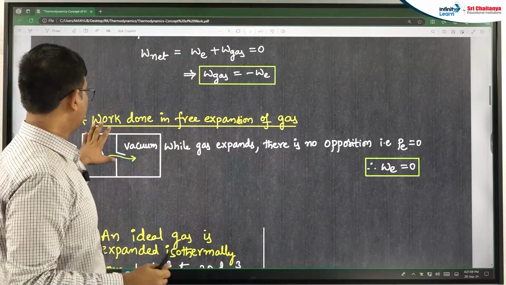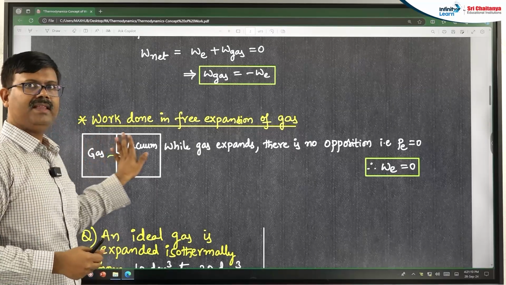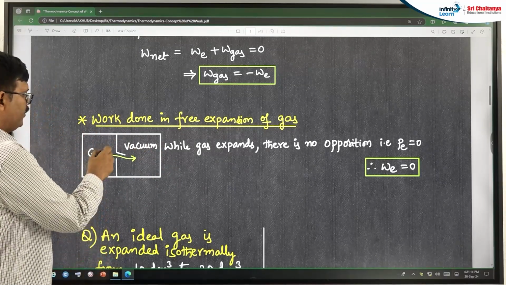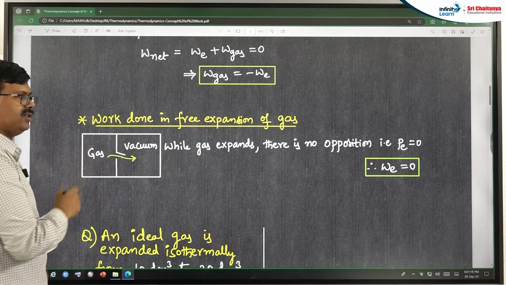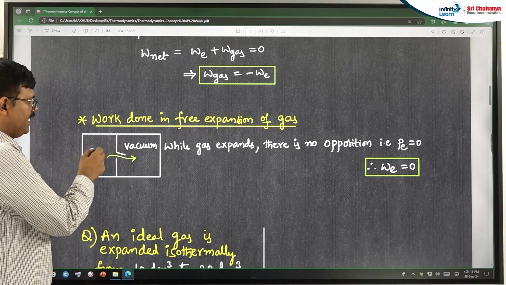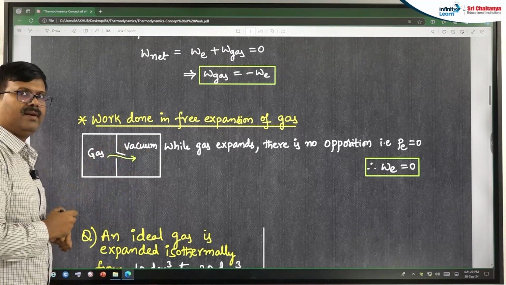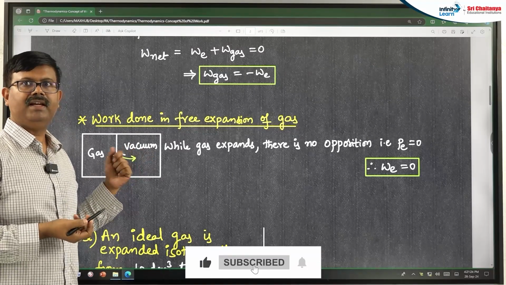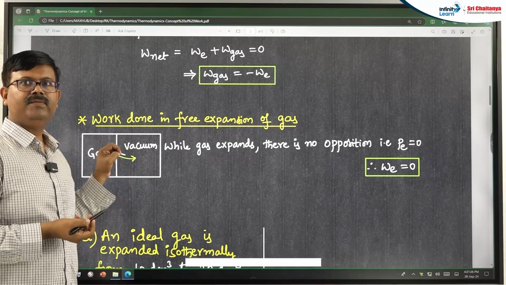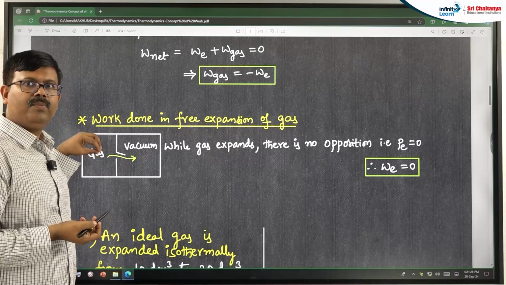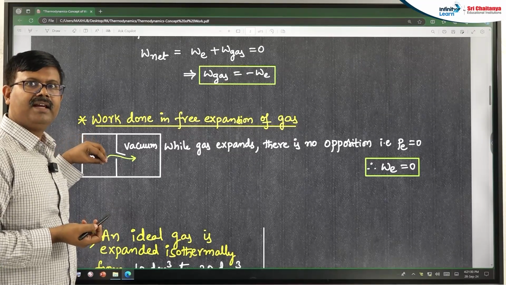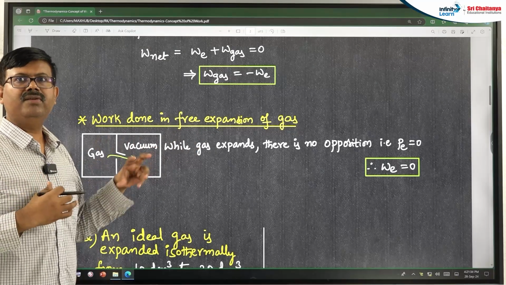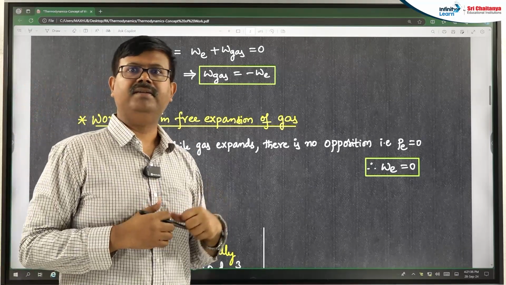For example, see, there is a gas on one side, and on the other side vacuum is there. We have opened the slit so that gas can move into the other chamber. See, here gas is rushing into the other chamber, and what is there in the other chamber? Vacuum. No one is there to oppose this gas. So, without any opposition on the other side, gas is expanding, increasing its volume. This is called free expansion.